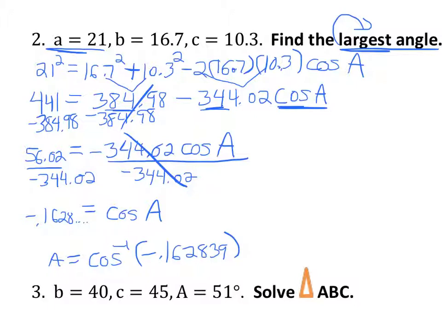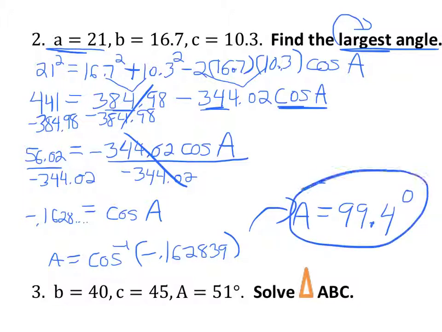So let's put that in. I'm going to hit inverse cosine of negative 0.162839, and we get A. When I round this to the nearest tenth, it's about 99.4 degrees. And that obviously is the largest angle in the triangle.